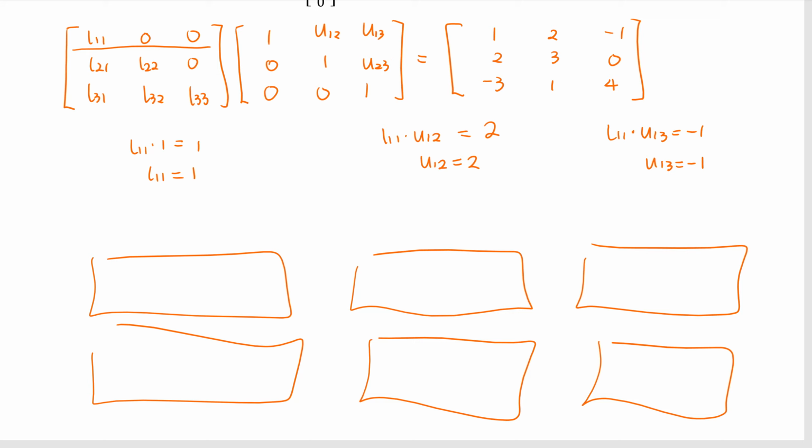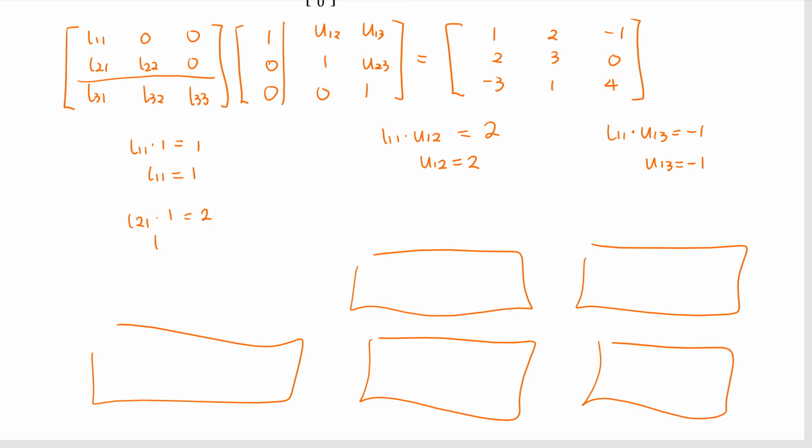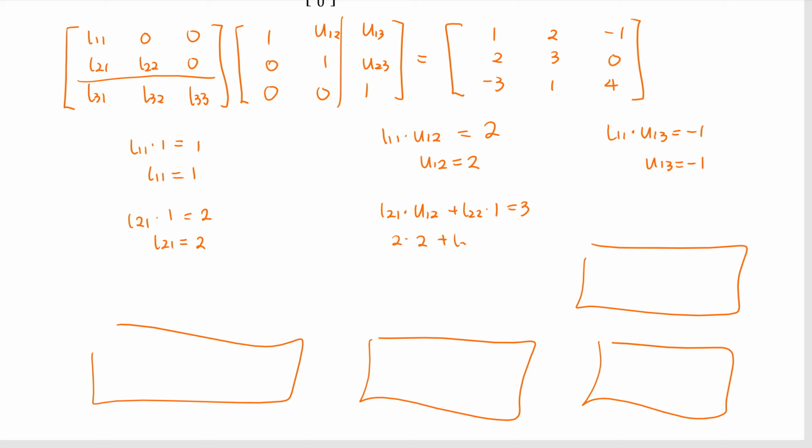Let's continue. Use the second row times the first column. So we have L21 times 1 equals 2. So L21 equals 2. Next, we use the second row times the second column. L21 times U12 plus L22 times 1 equals 3. L21 is 2, U12 is 2, plus L22 equals 3. Well, L22 is 3 minus 4, so that is negative 1.